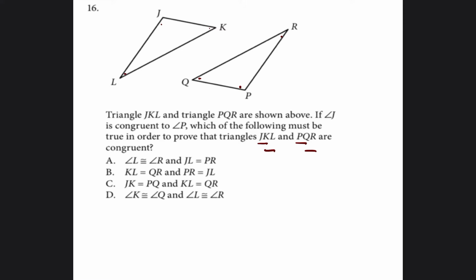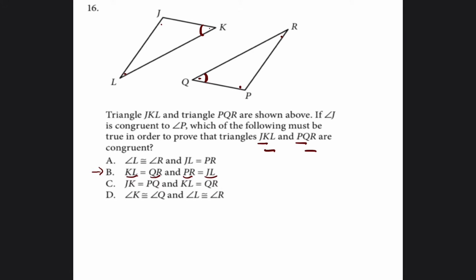So if you have a congruent triangle, you have to prove that not only are the angles congruent, but also the corresponding sides are also congruent. So if you look at choices A, B, C, and D, for example, B is just showing that the sides are equal to each other.